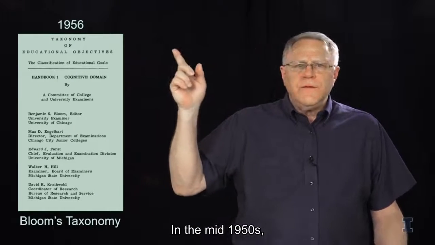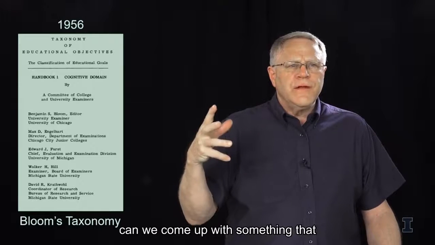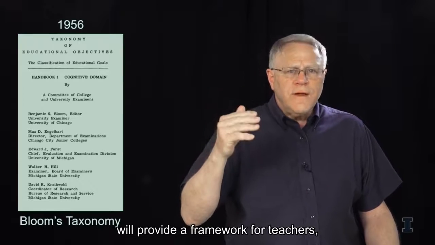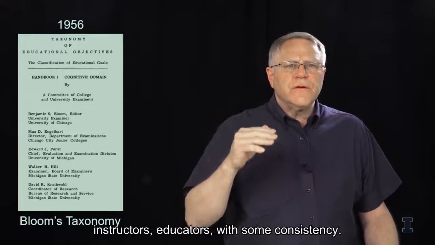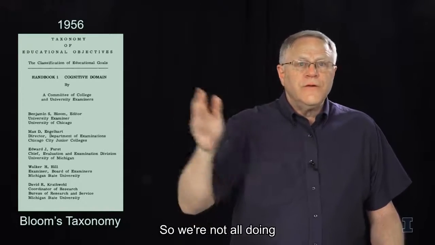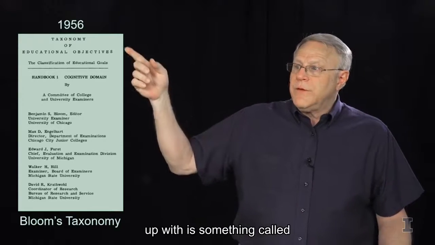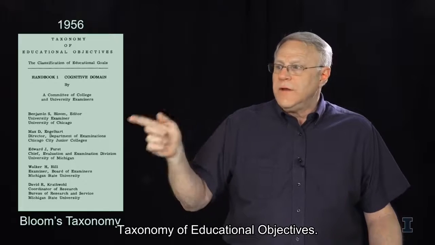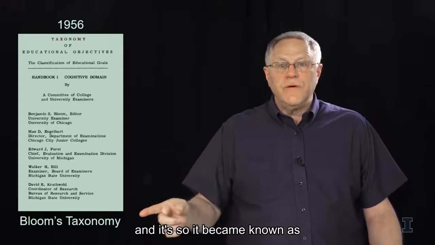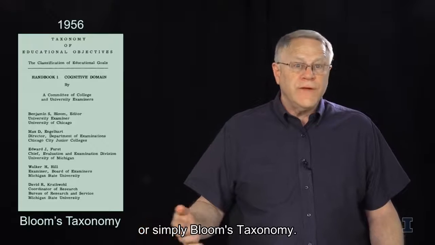In the mid-1950s, a group of educators got together and started asking themselves, can we come up with something that will provide a framework for teachers, instructors, educators with some consistency? So we're not all doing completely separate sorts of things. And what they came up with is something called Taxonomy of Educational Objectives. The editor of this was a gentleman by the name of Benjamin Bloom, and so it became known as Bloom's Taxonomy of Educational Objectives, or simply Bloom's Taxonomy.